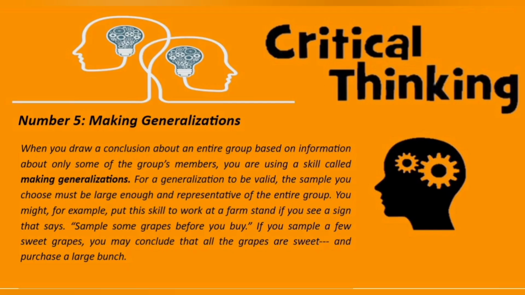Number 5. Making generalizations. When you draw a conclusion about an entire group based on information about only some of the group's members, you are using a skill called making generalizations. For a generalization to be valid, the sample you choose must be large enough and representative of the entire group.